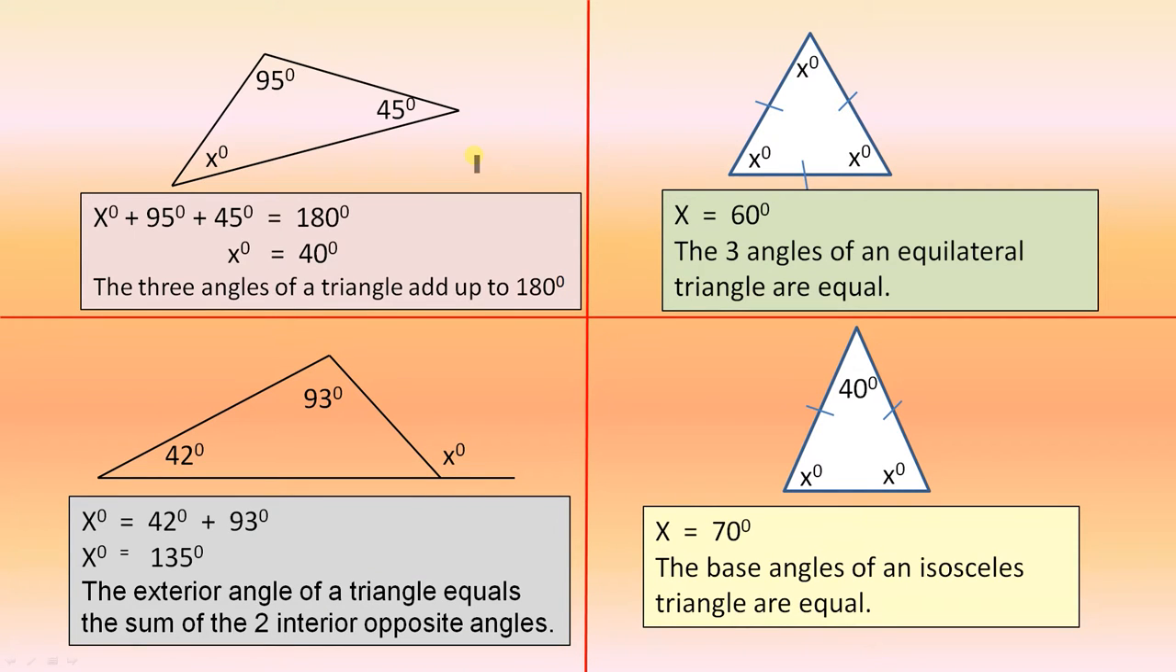Here's our very famous problem with a triangle. The three angles of a triangle add up to 180 degrees. So x plus 95 plus 45 is 180, so x is 40 degrees.